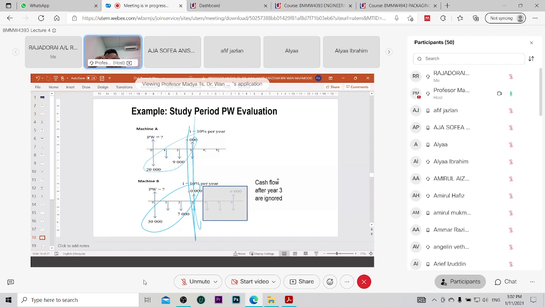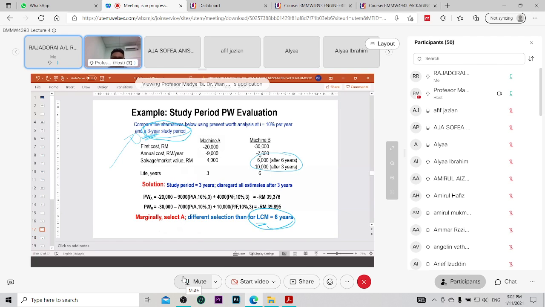Faham tak? So far okay? Yang ni dia focus on whatever they ask, whatever year they want. 2 years, 3 years. This one 3 years. But in this case, I think they never ask for 2 years because the data is 3 years, to be fair with this machine life period.